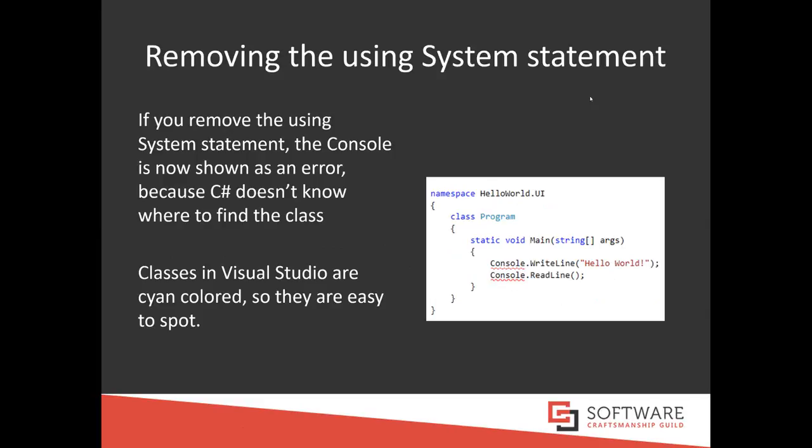If we were to remove all of our using statements from the top of our file, the Console object would turn from teal to black and it would get a red underline. That means that C# has no idea what Console is, where to find it, or how to use it. Classes in Visual Studio are always going to be colored cyan, so they're very easy to spot.